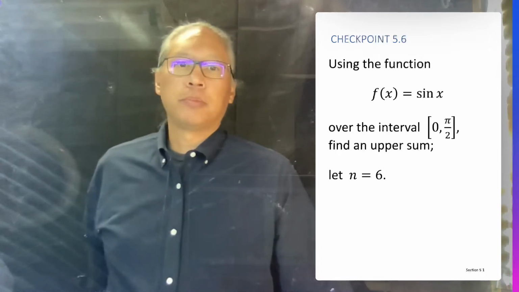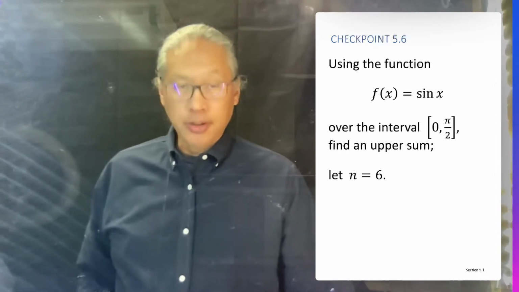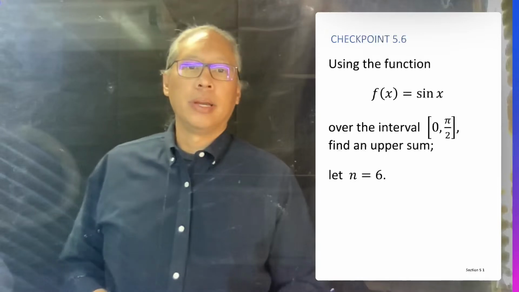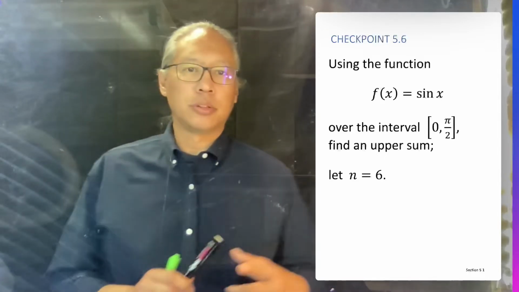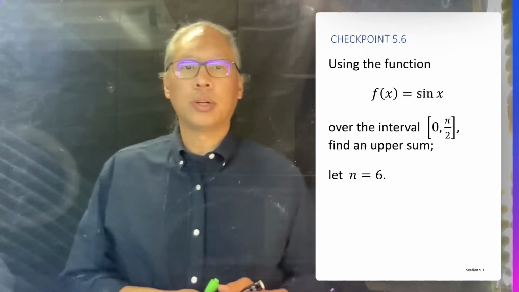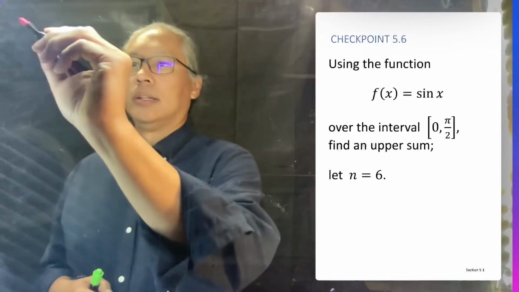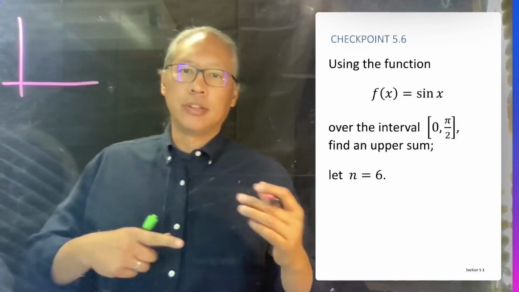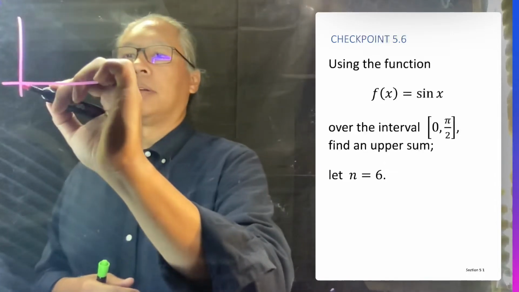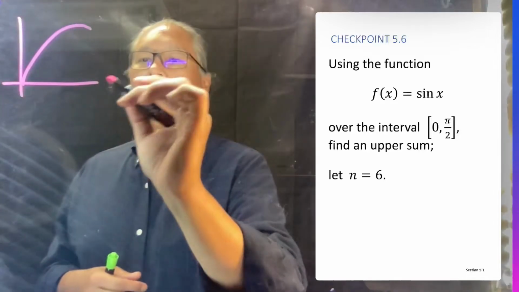Hello, we're doing checkpoint 5.6 from section 5.1. Here we have a function, f of x is equal to sine x over the interval from 0 to pi over 2, and they want us to find the upper sum. So it would be a good idea to know what this graph looks like, if it's increasing or decreasing, to determine what kind of sum we will be using.